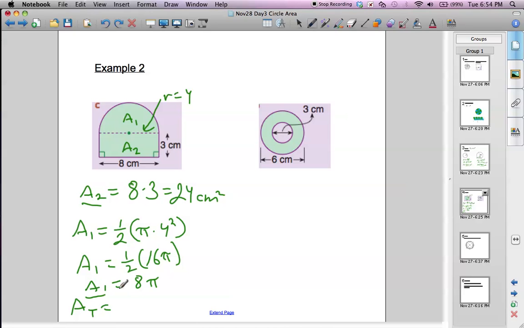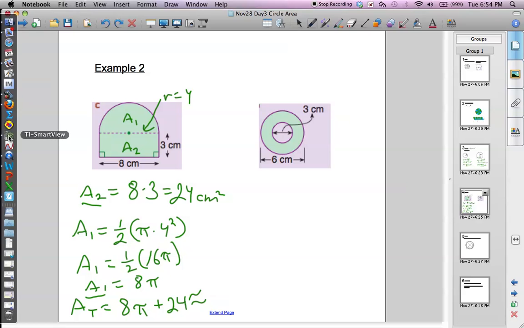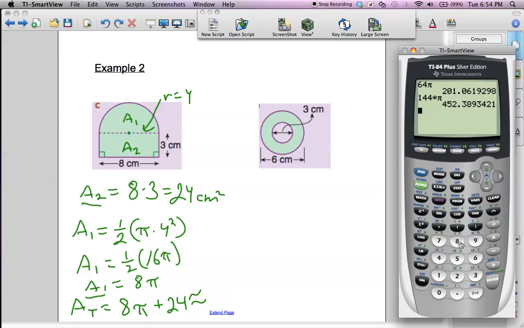If you add A1 plus A2, you're going to have 8 pi as the area of that region, plus 24 as the area of the rectangular region. And if you want an approximate decimal answer, we're going to use our calculator and do 8 pi plus 24, and we get about 49.1.